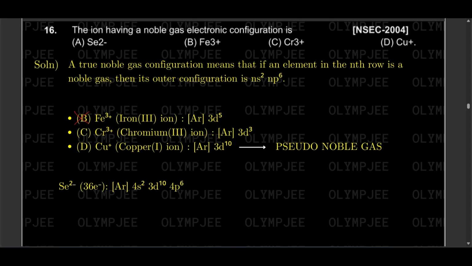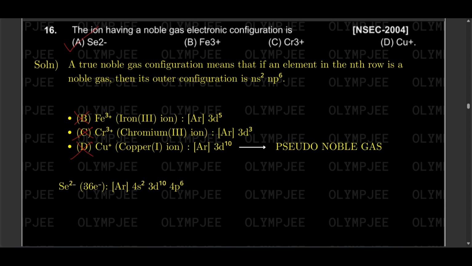Cr3+ also does not have 4p6, so it is wrong. Some people might say that Cu+ has a noble gas configuration, but it is wrong. It has a pseudo noble gas configuration because it also does not have 4p6. So option D is also wrong. Many people got confused here. So the correct option is the remaining option, Se2-. You might not know the configuration of Se, but by eliminating the other 3 options, you can mark option A.